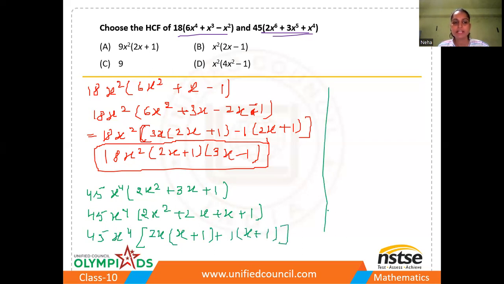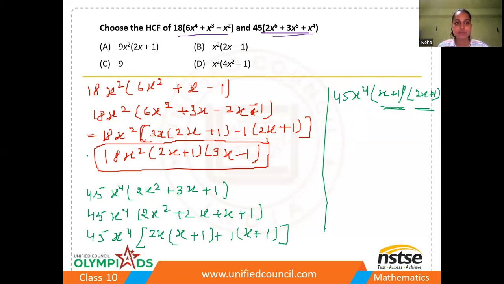So this I can write 45x to the power 4 into x plus 1 into 2x plus 1. Okay, so what is the common? The common portion is 2x plus 1. Here we have to find the highest common factor, okay? And one more thing is also there.